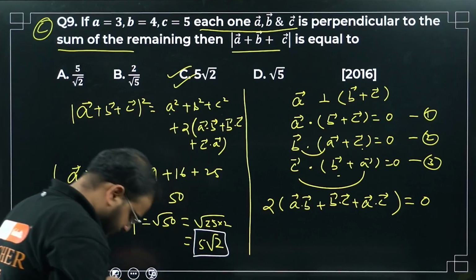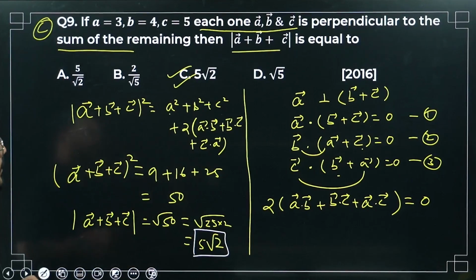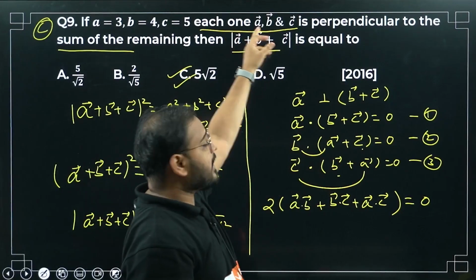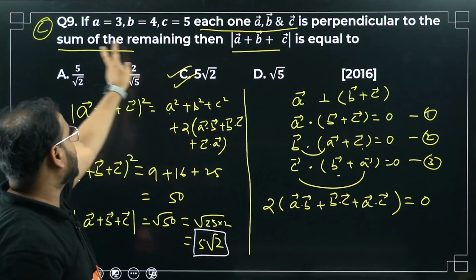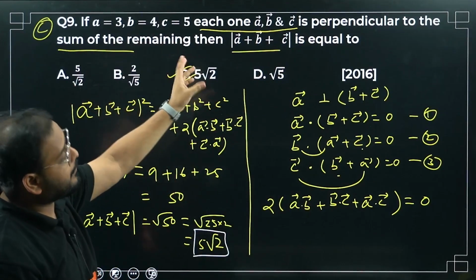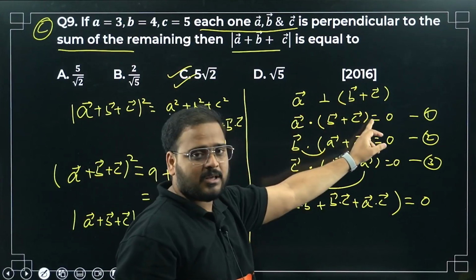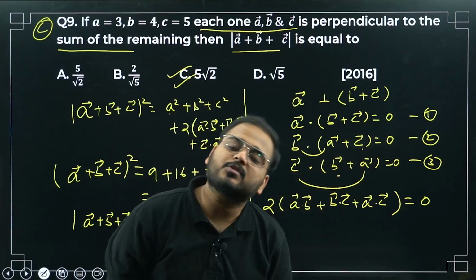Please have a look. Simple question. Just we have to see this through. The statement given was: if you take one at a time, that will be perpendicular to the sum of the remaining. Perpendicular to the sum of the remaining means what? A dot (b plus c) is 0. Perpendicular means dot product is 0, right?